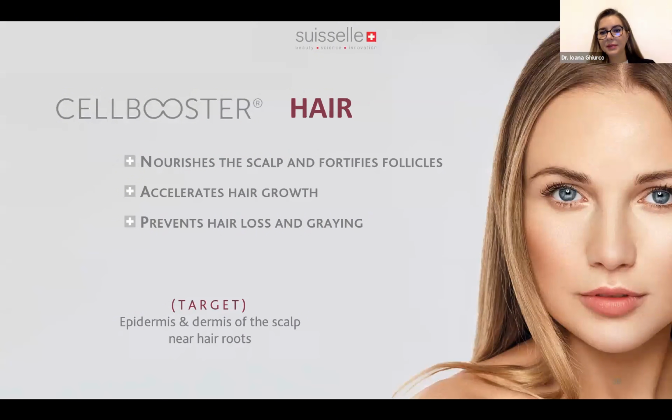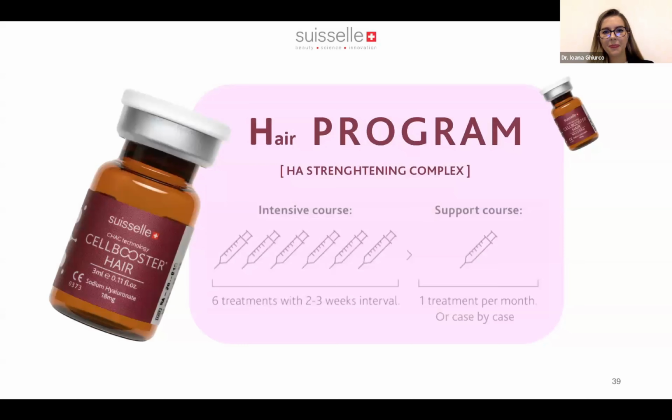Well, what is the target? Because we said this is an injectable treatment and it's important how we put it in the target area. We need to go where the hair follicle is, which is in the dermis.